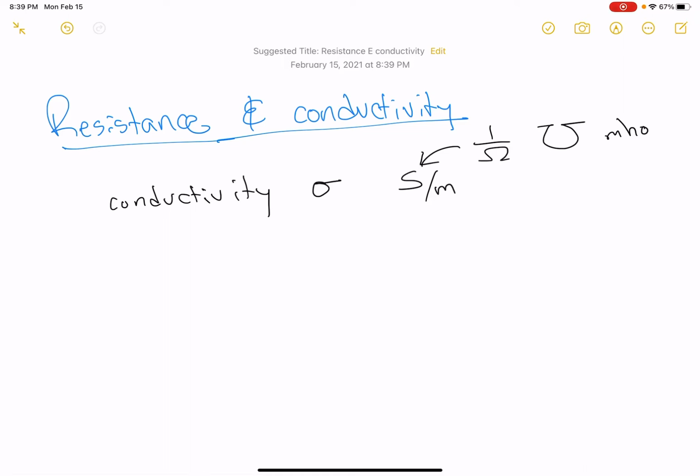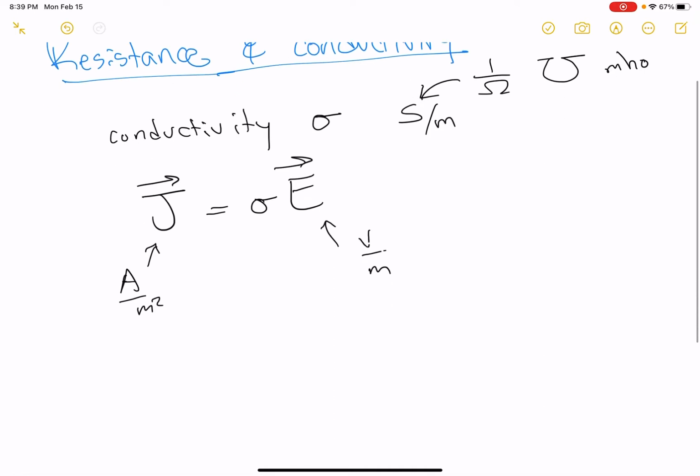And it relates a volume current density, J, to an electric field, E. Remember, electric field is volts per meter, so you end up with amps per meter squared in the volume current density, which is what you should have.